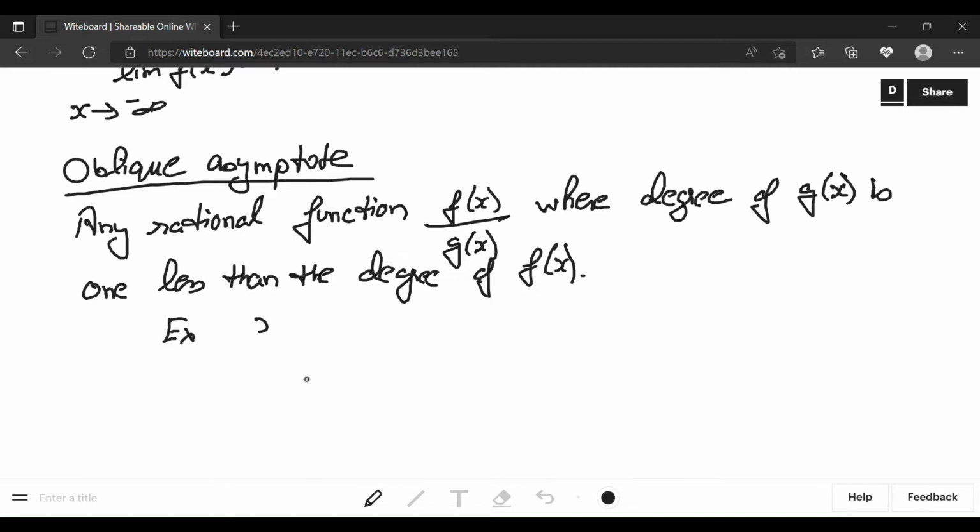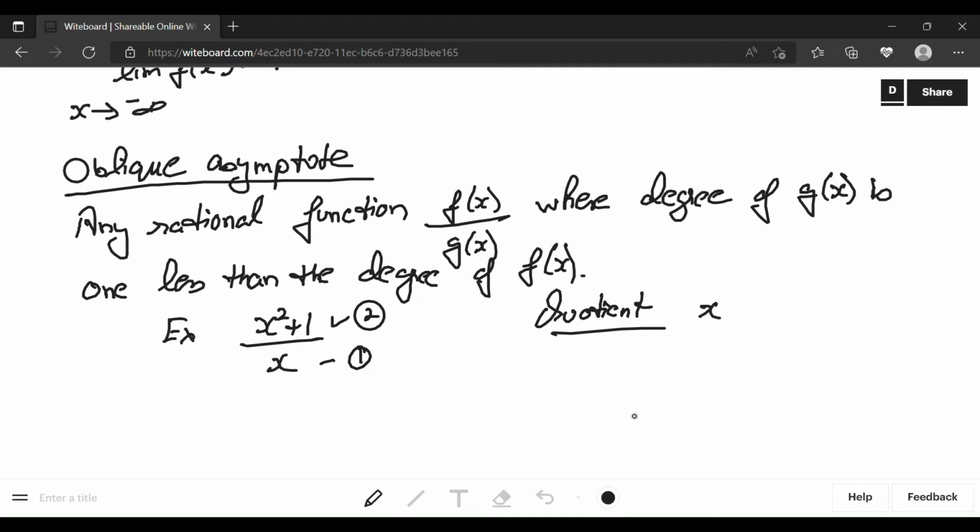So for example, you can take (x square plus 1) by x. As you can see, this has degree 2, this has degree 1, so this is 1 less than this. To find an oblique asymptote, you do the actual division, and whatever quotient you get is the oblique asymptote. In this case, if you divide, you get the quotient as x. So y equal to x will be the line which is an oblique asymptote of this.